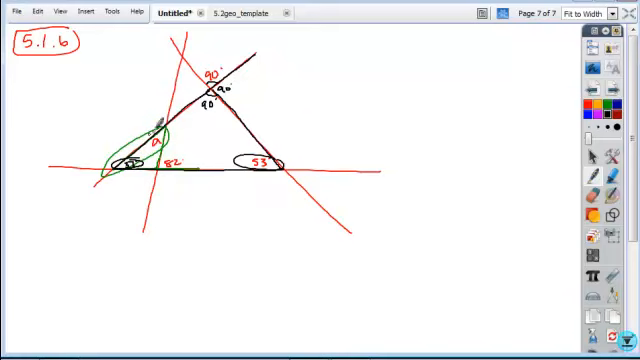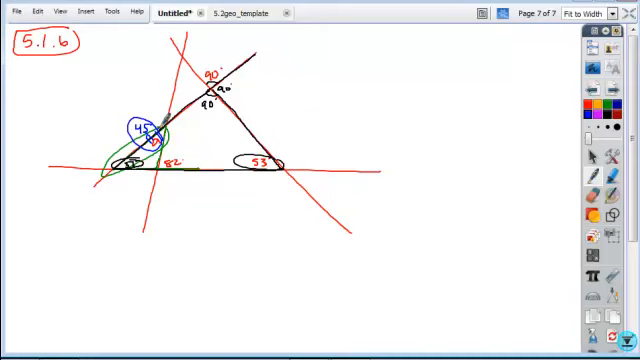Now when we look at this, angle A and 37 have to add up to 82. So if we take 82 and subtract 37 from it, we get our overall answer here. This angle A has to equal 45 degrees.